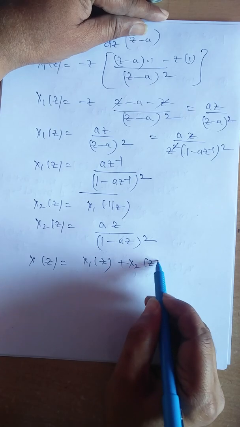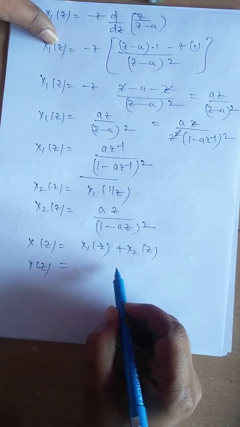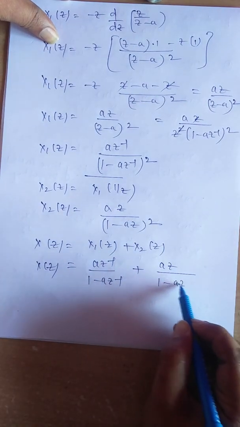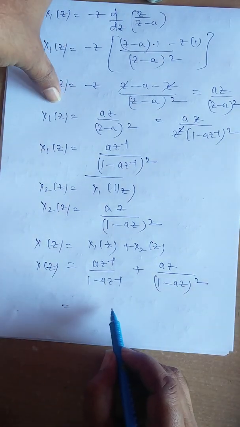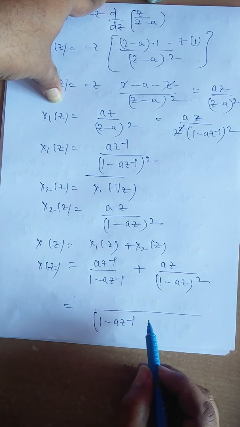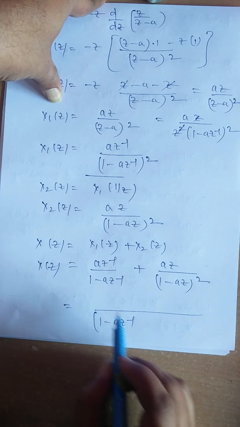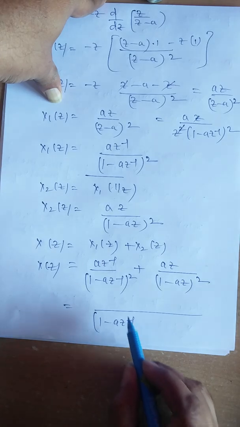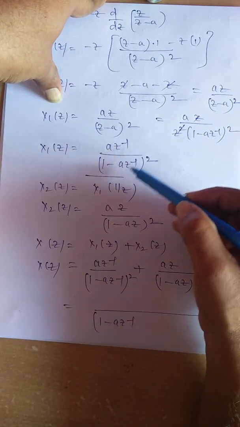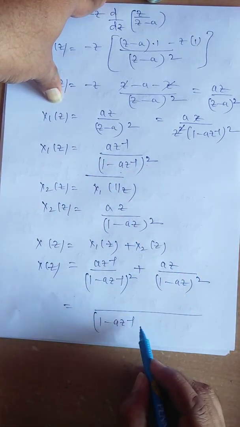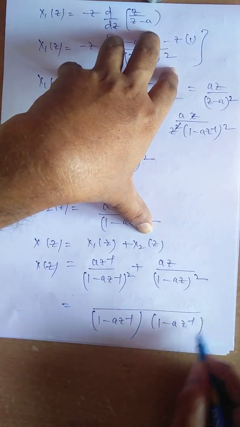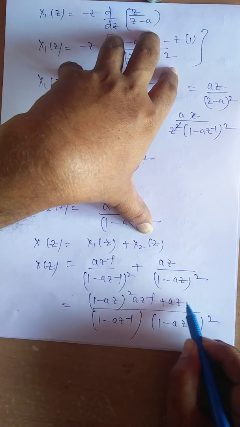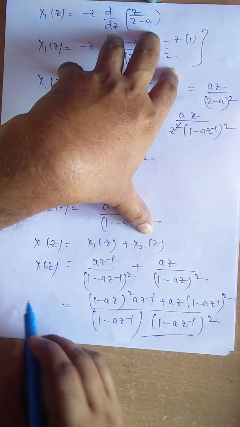Now the final answer: x of z is equal to x1 of z plus x2 of z. You will get x of z equal to a z inverse divided by 1 minus a z inverse whole square, plus a z divided by 1 minus a z whole square. Again you can take LCM here. Now x1 of z is a z inverse divided by 1 minus a z inverse whole square, and x2 of z is a z divided by 1 minus a z whole square. Then we get 1 minus a z whole square into a z inverse plus a z into 1 minus a z inverse whole square, in the numerator. Hence this completes the problem. This is the x of z.